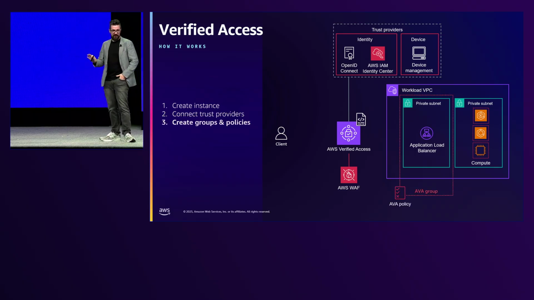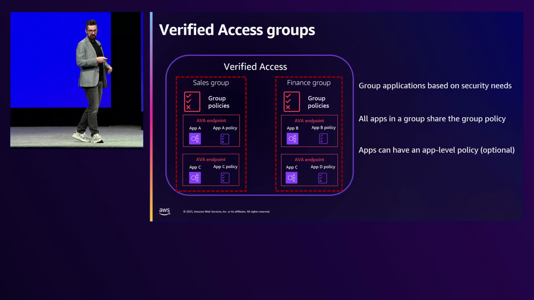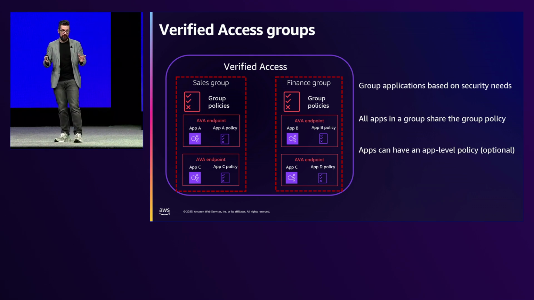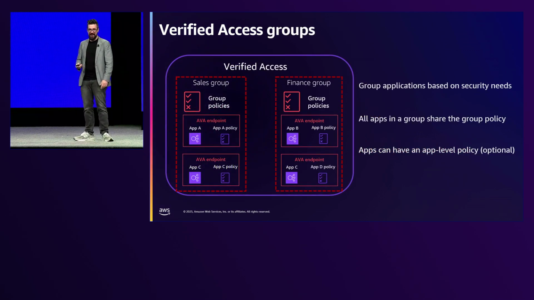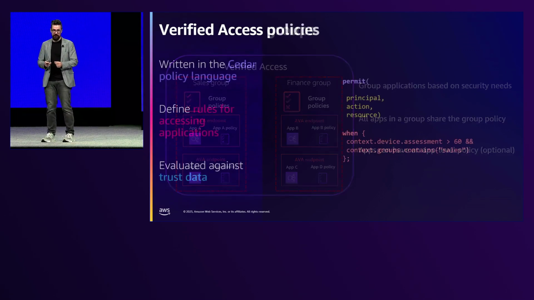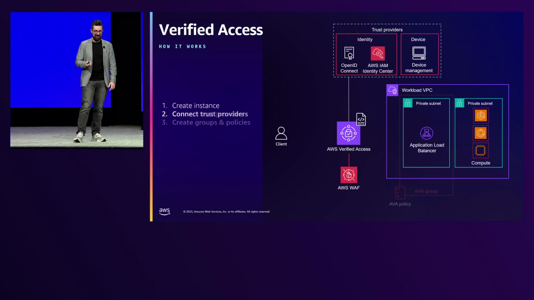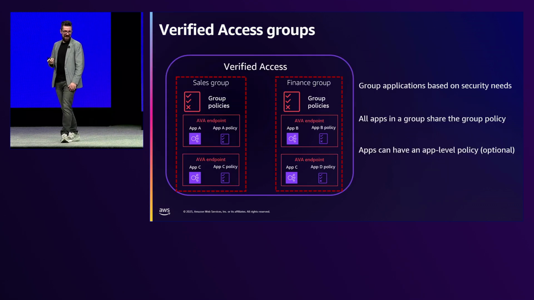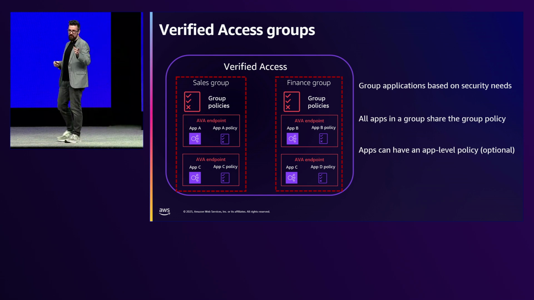Now, with the trust providers configured, we can move on to setting up groups and policies. Groups are essentially exactly what you would think they are. They're applications where we've grouped them together based on a common security need. So all applications in that group will share a group policy. And our apps can also have an app level policy. So we have this idea of broader policies at the group level, and then at the application level or at the endpoint level, and I'll talk about endpoints in a moment, we have more specific or more granular policies there as well.